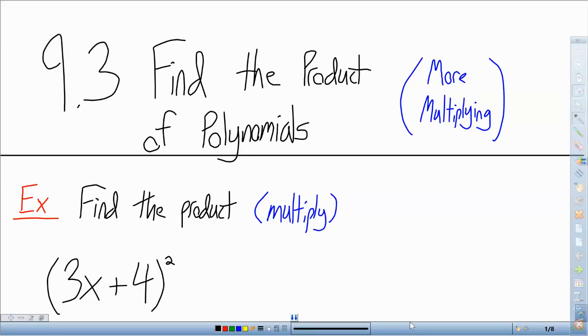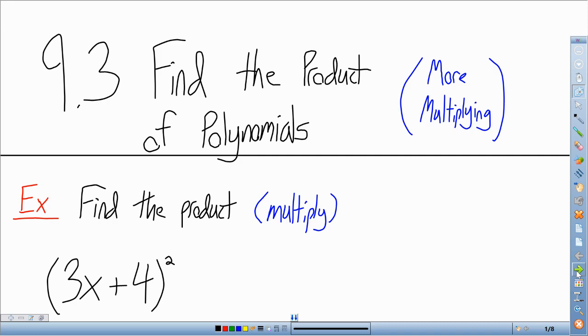Hey everybody. So we're getting into 9.3 today, finding the product of polynomials. We're going to be doing more multiplying in this lesson. All right. So if you felt good at 9.2, today is going to be a little bit more of the same, but slightly different. So go ahead and get the title here, get this first example, and we'll get going.